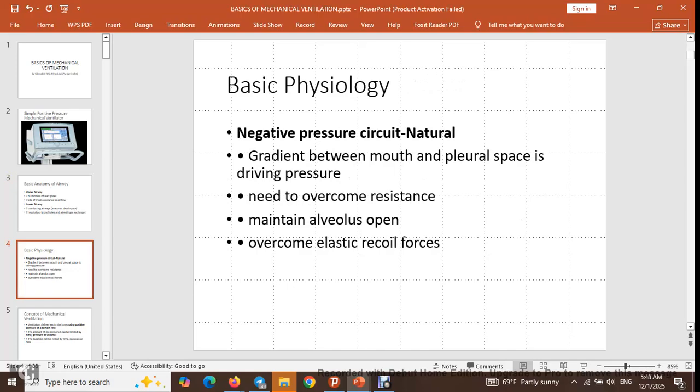Naturally, as I said, we have negative pressure ventilation, a negative pressure circuit, and it has a gradient between the mouth and the pleural space that causes a driving pressure. This needs to overcome resistance, maintain the alveoli open, and overcome elastic recoil forces.